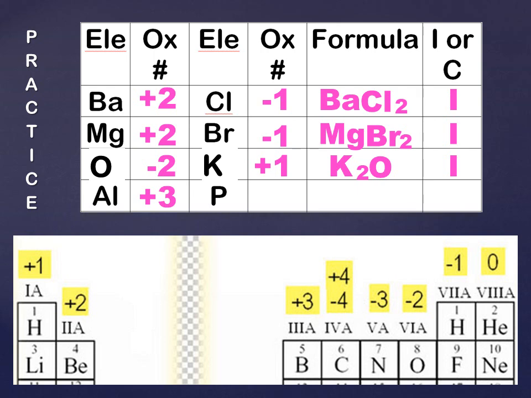Aluminum, it's group 13 again. We had that one. It's +3. Phosphorus is in this column here. It is -3. So remember what happened when we had the same ones? They canceled out. So we'll have AlP. Okay? And aluminum's a metal again, so that's ionic.